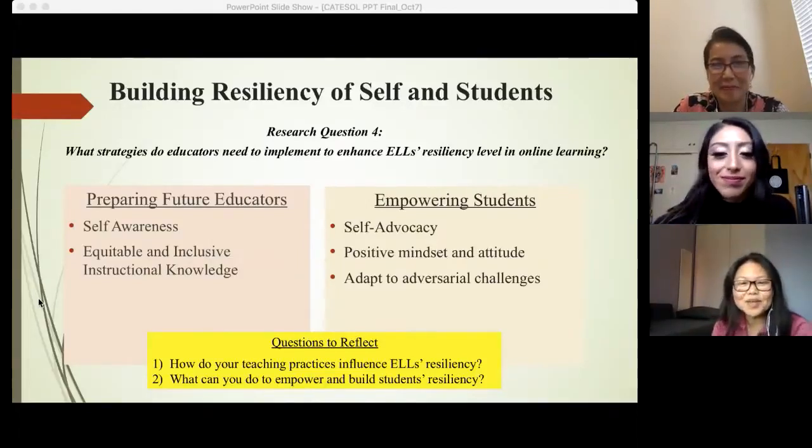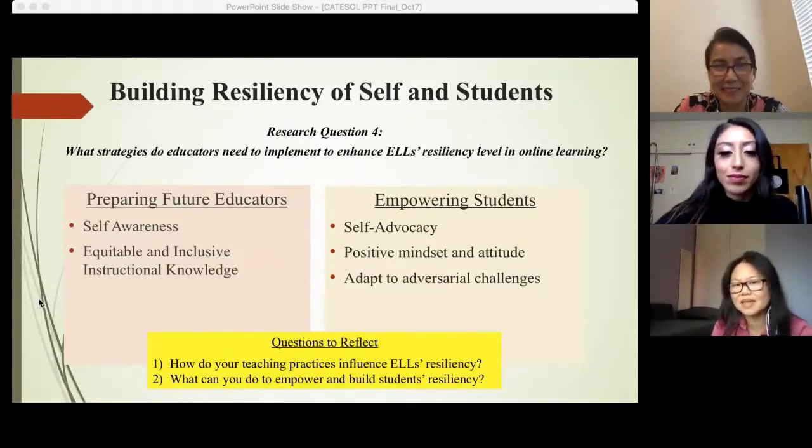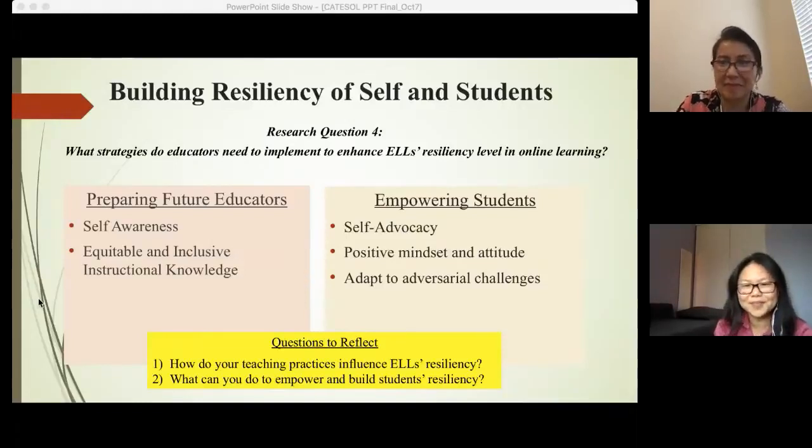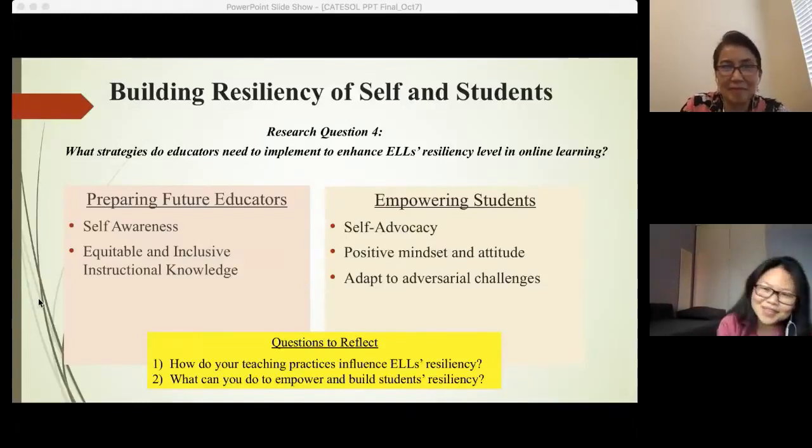And so the question again is, how do your teaching practices influence English language resiliency? And then also, in your opinion, what can you do to empower and build students' resiliency? And we gave you some of the examples. I mean, there's a plethora of different strategies that are out there, but it's always nice to hear what other people do, right? Because that's more of the application part. It's not always theoretical. And it's okay if you don't want to participate. We understand.